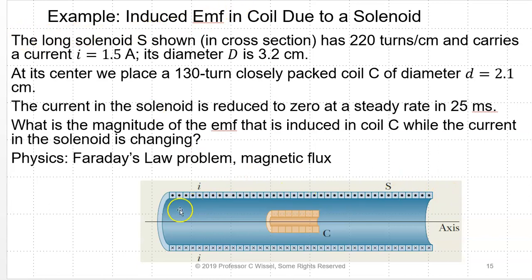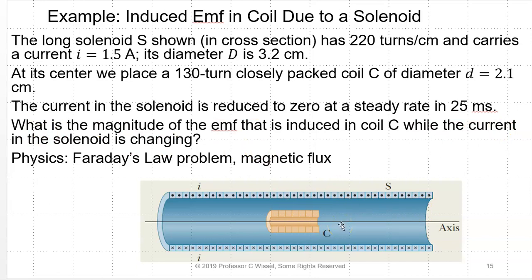This long solenoid S, shown in this cross-section, has 220 turns per centimeter and carries a current I of 1.5 amps. Its diameter, big D, is 3.2 centimeters. In the center, we place a smaller 130-turn, closely packed coil C of diameter little d equals 2.1 centimeters. The current of the solenoid is reduced to zero at a steady rate in 25 milliseconds. What is the magnitude of the EMF that is induced in coil C while the current of the solenoid is changing?